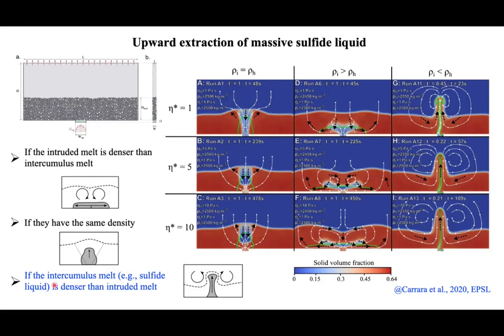But if the crystal mesh contains some sulfide liquid, this sulfide liquid has a very large density and is denser than the intruding melt. This intruding melt will carry some intercumulate material, and maybe it will carry some sulfide liquid upward. But this is just an idea. We should still do some experiments to confirm these scenarios.